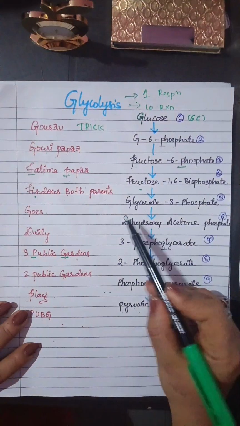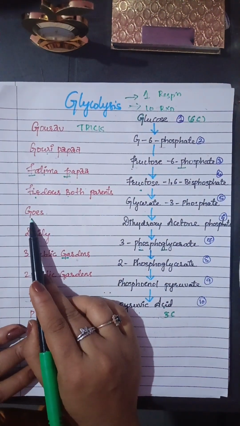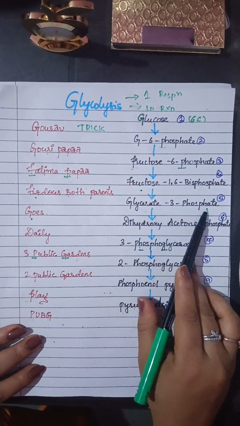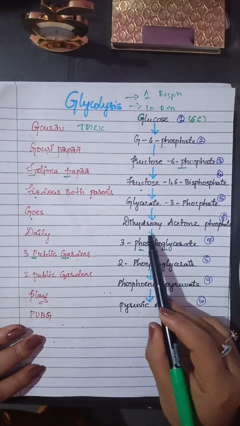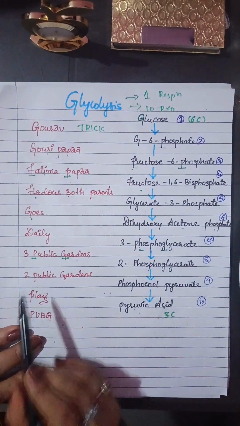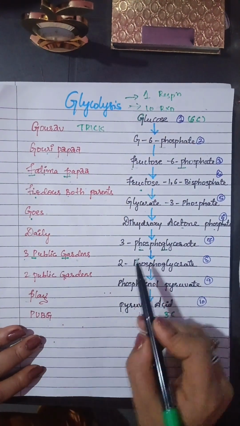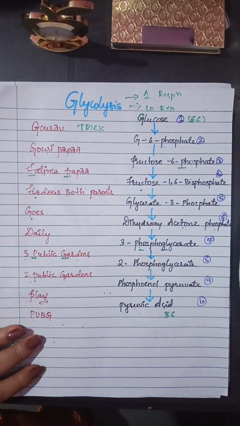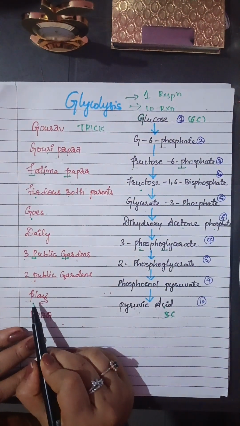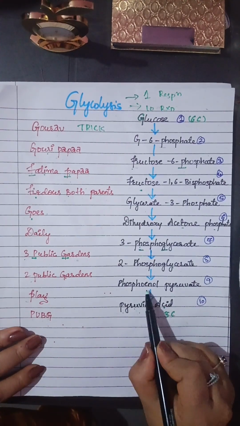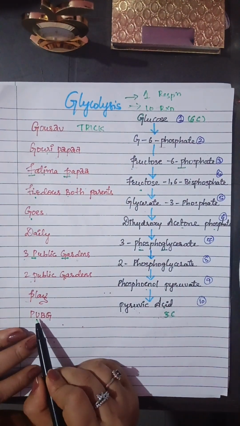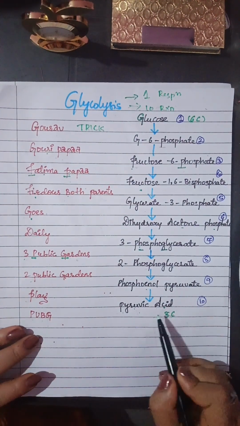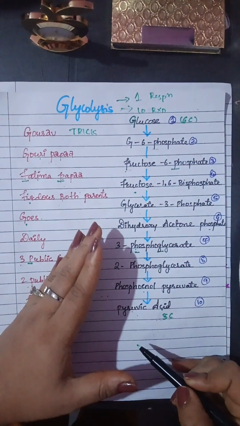Then coming to the G in GOS, it stands for glyceraldehyde 3-phosphate. D stands for dihydroxyacetone phosphate. 3 public gardens means 3-phosphoglycerate or 2-phosphoglycerate, 2 or 3 public gardens in order to play. P in play stands for phosphoenolpyruvate, PUBG. P stands for pyruvic acid. So these are the steps that we remember.